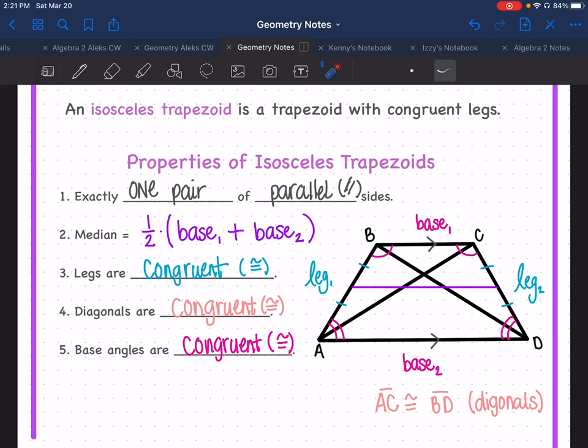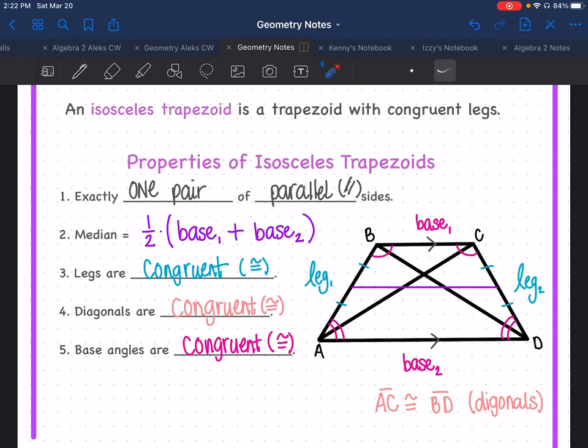The legs in an isosceles trapezoid are congruent. So AB is equal to CD. And remember, since the median is right here in the middle, both parts of the legs are now equal as well. My diagonals, AC and BD, are congruent. And my base angles are congruent. So notice this angle here at A is equal to this angle here at D because they touch base 2. And angle B and angle C are equal because they touch base 1.